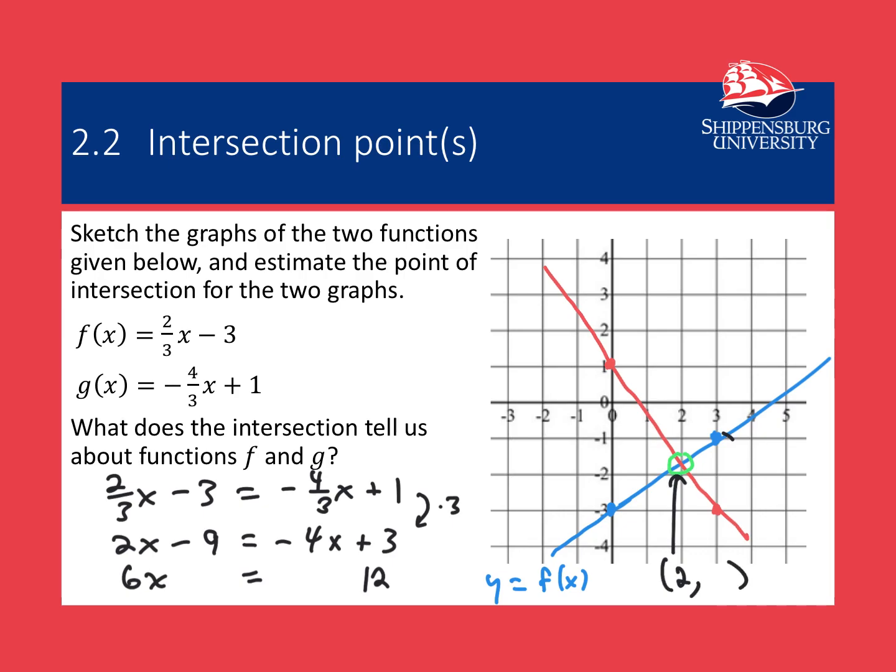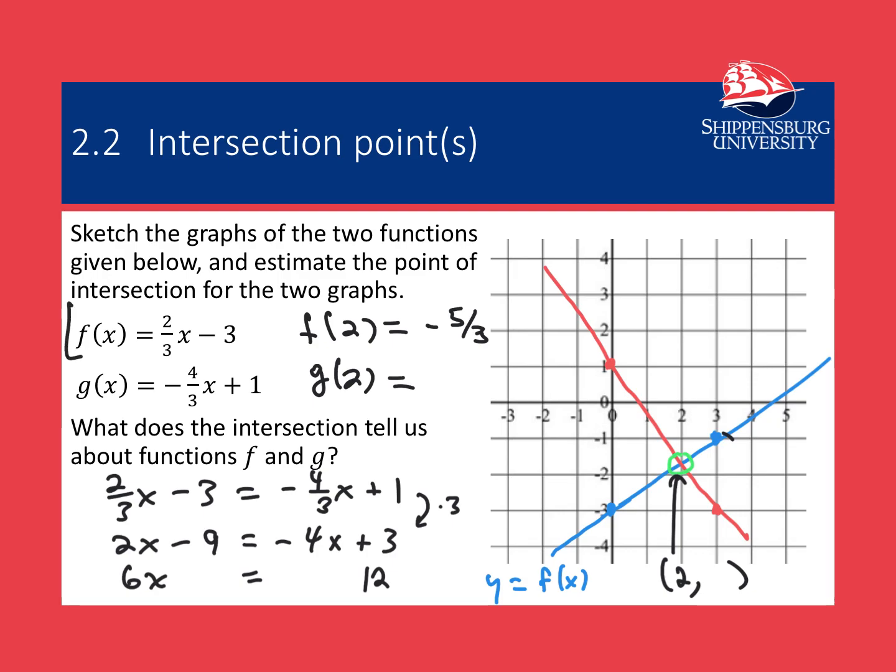The y-coordinate I get will be the y-coordinate from the red line or the y-coordinate from the blue line. Those should be the same. So it makes sense to actually check both of those just to make sure they are the same. So if you plug 2 in for x into the formula for f of x, you'll have 4/3 minus 3. And I'm just going to write down the answer. You can check this, but I'm not going to take the space to do it here. So f of 2 will be minus 5/3.